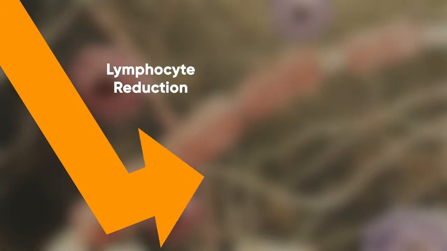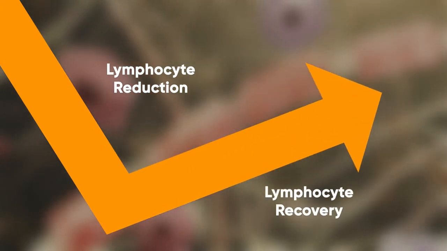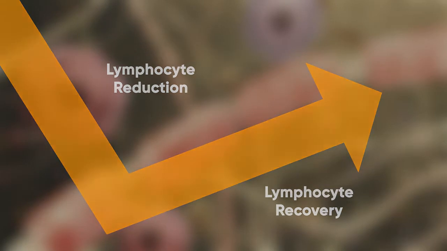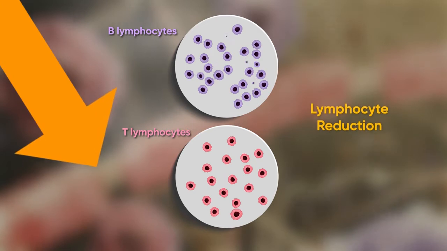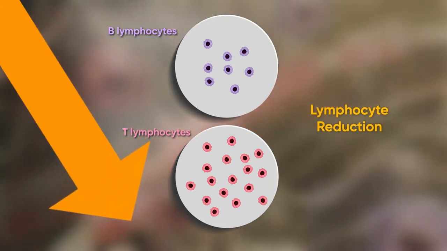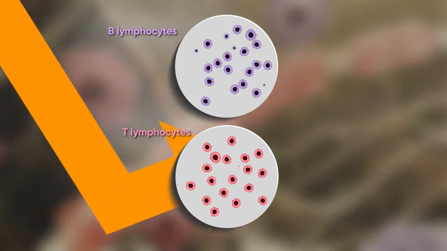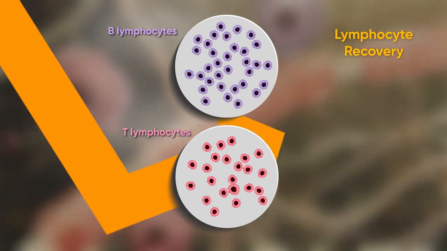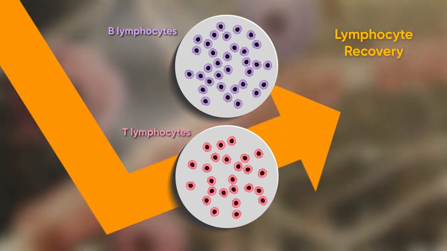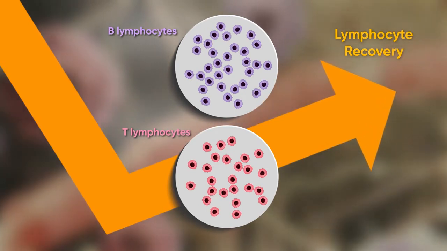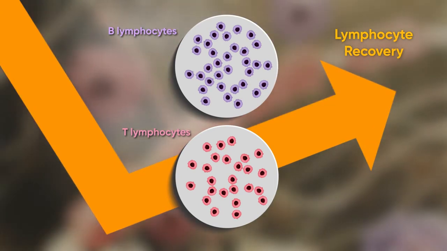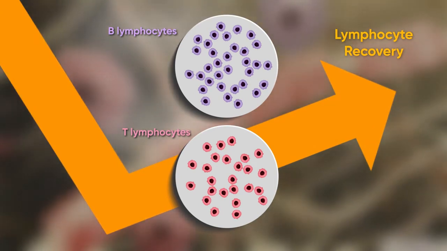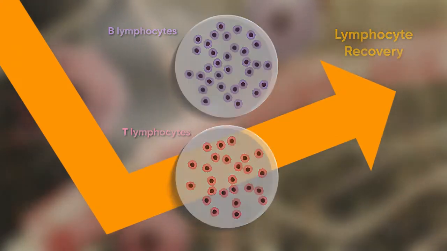MAVENCLAD treatment is associated with a reduction in lymphocyte count and a subsequent recovery of the lymphocyte count. In fact, studies have shown that in most patients there was reduction of both B and T lymphocyte counts. This was followed by recovery of the total lymphocyte count in most patients. While not returning to pre-treatment levels, by 96 weeks, total lymphocyte count returned to at least 800 cells per microliter in 88% of patients in a post-hoc analysis.